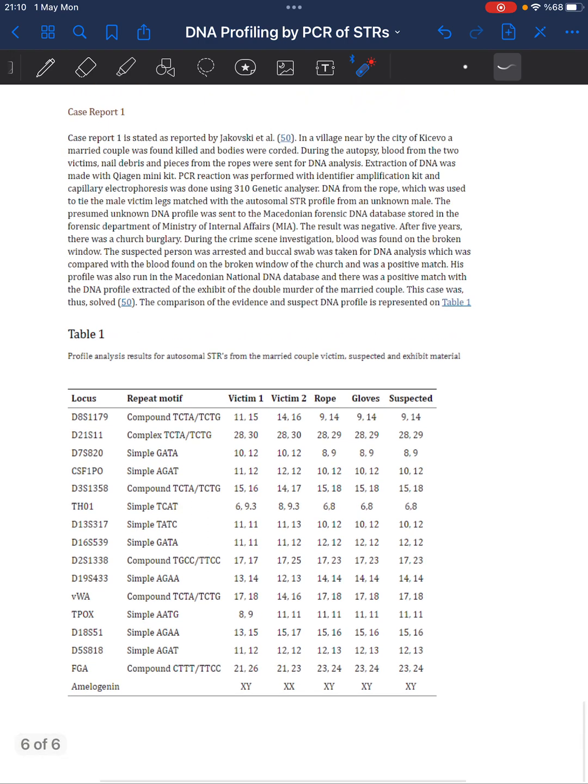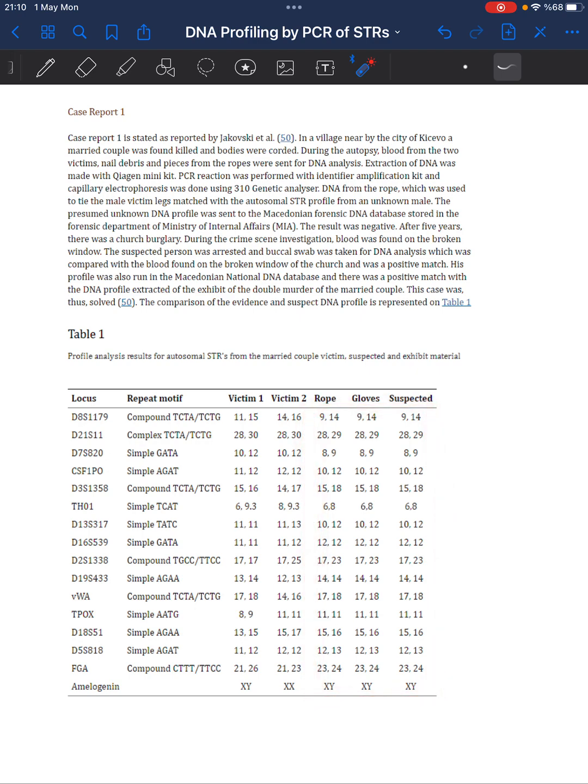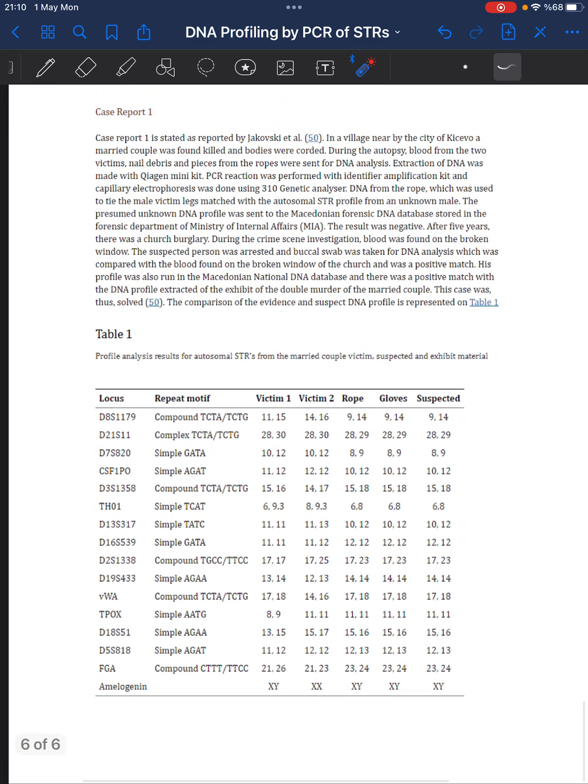If you take a look at this table, these are all STR loci. You see victim 1 and victim 2, and then there are rope and gloves. These numbers represent the STR peaks. And if you take a look at this section, like the rope and gloves versus the suspect, they exactly match at all STR positions. So the suspect was caught.